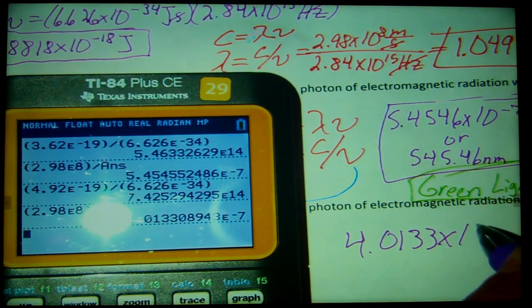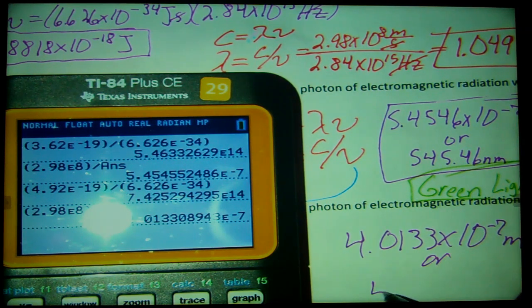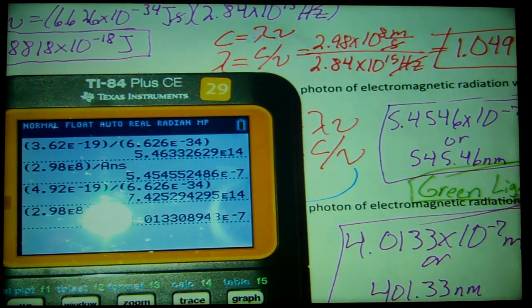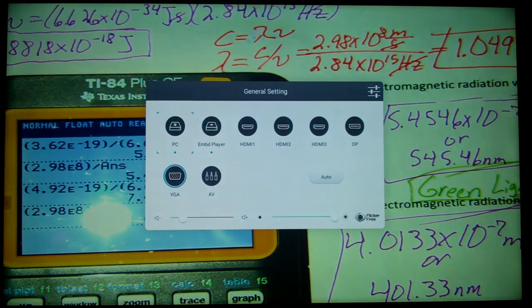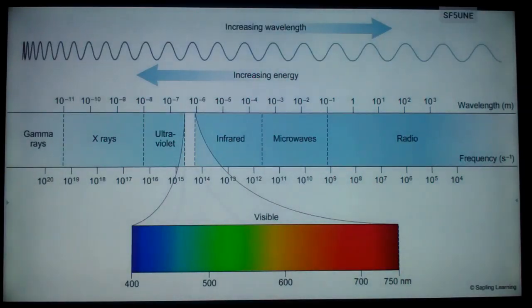4.0133 times 10 to the negative 7. Those are meters, or 401.33 nanometers. Alright, so that's what we're looking at. Jumping back to the electromagnetic spectrum. Looking on here, 401 nanometers.